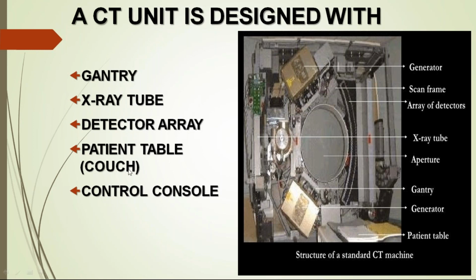Okay, you'll all see the patient table. The patient will lie down on the couch, and then it will go into the scanner, and the X-ray tube will be there, and some detector array also there. We can see here, in the gantry, you will see the generator, and the stand frame, and these are the array detectors. They are placed stationary. Okay, and this is an X-ray tube from which the X-rays will project, and then these are the array detectors, and they will receive the X-rays produced.